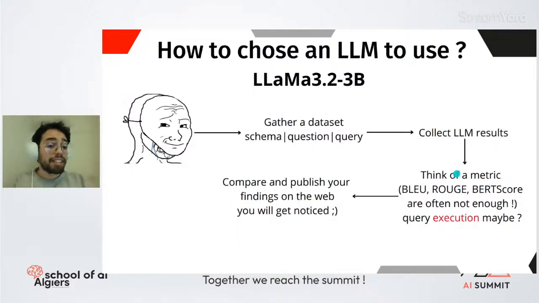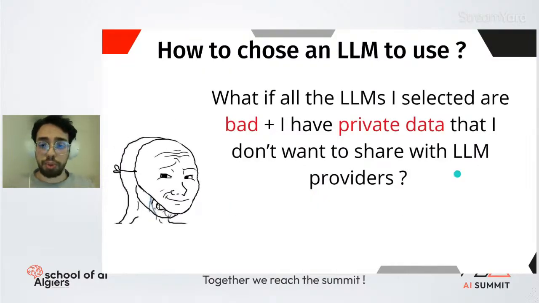So let's get back. Let's close our small bracket. This was a technique that I wanted to share to be efficient. This also enters into efficiency. And let's get back to how to choose an LLM. So, okay, what if all the LLMs that I selected are bad? And I have some private data that I want to keep to myself and never give to third-party services.